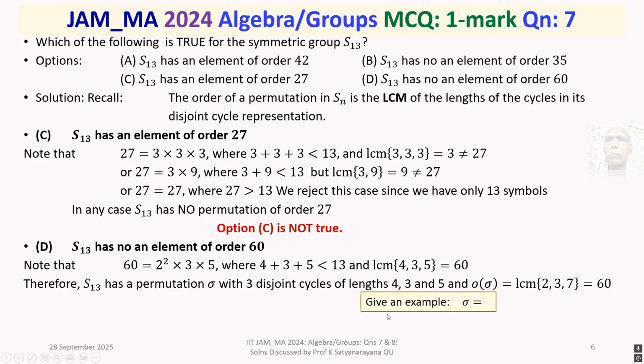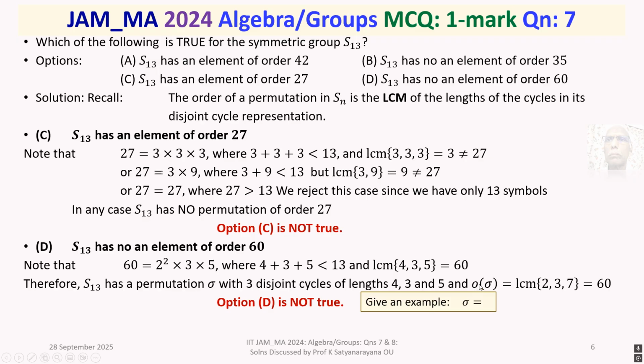And now give an example for sigma, as we have done in option A. In option B, we have given an example. So give an example of sigma. That I am leaving it to you as a homework. But in option D, it is given S13 has no element of order 60, but in fact we have an element of order 60. So option D is not true.